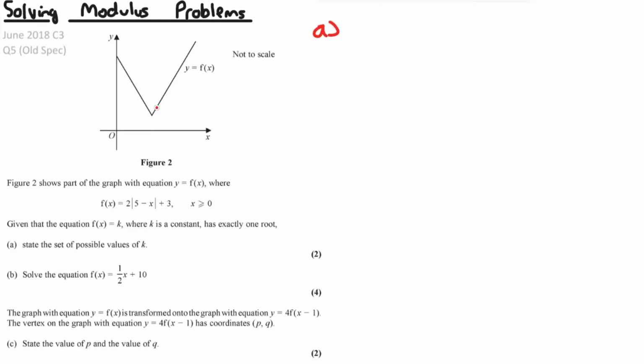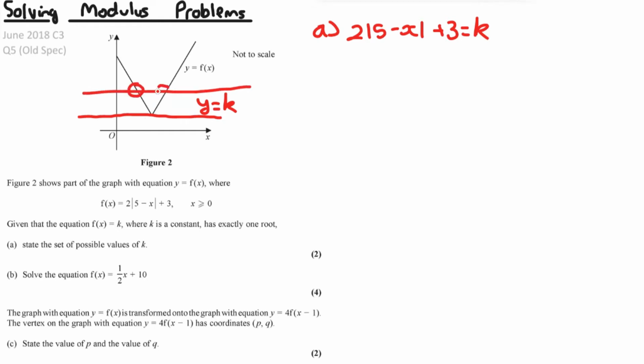So here's an example question where we're told the equation f of x is equal to k has exactly one root. As this is f of x, this is going to be when 2 of 5 minus x plus 3 is equal to k, and this has exactly one root. As we talked about before, this is going to be this line here where y is equal to k. This is where there's one point of intersection, because all the other lines are going to have two points of intersection except for this one down here.